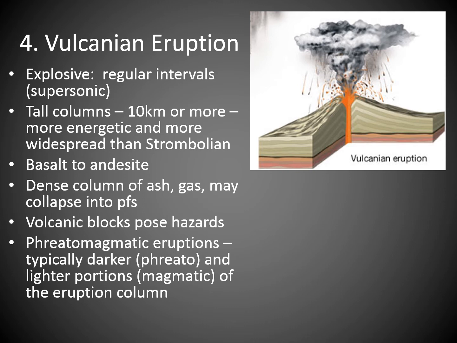But there's some new material as well. So we call these phreatomagmatic eruptions. Phreato from the interaction of groundwater along with real magma, so it's a mixture of both. So you'll see really dark parts of the column, really light parts of the column. Really high eruption speeds and really strong shock waves.